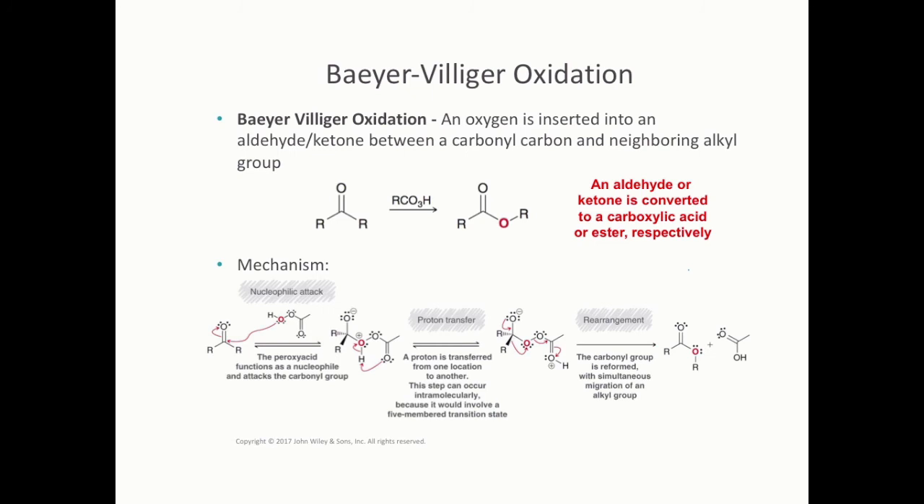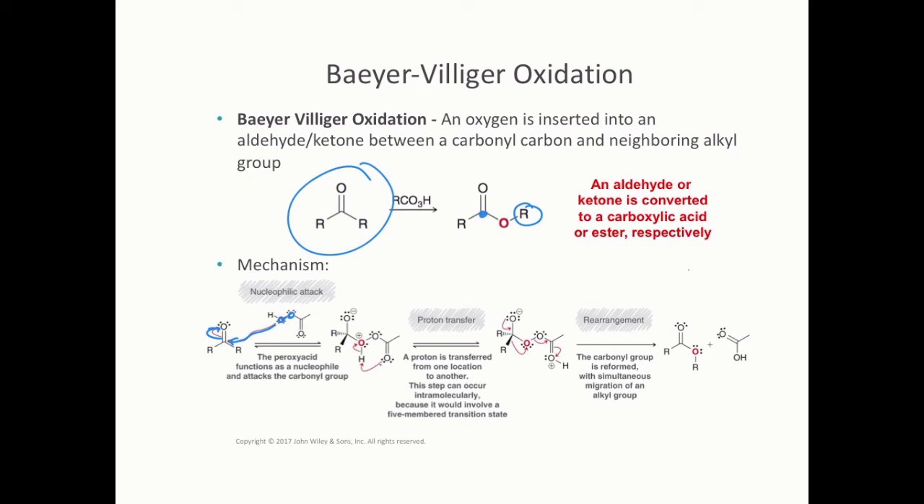The final reaction is the Baeyer-Villiger oxidation. In this, you take a ketone or an aldehyde and you insert an oxygen between the carbonyl carbon and the neighboring alkyl group. And here is the mechanism. So we're going to use a peroxy acid, which has an oxygen-oxygen single bond. So that oxygen attacks the carbonyl carbon, breaking the pi bond. And then this is where it gets a little bit odd.